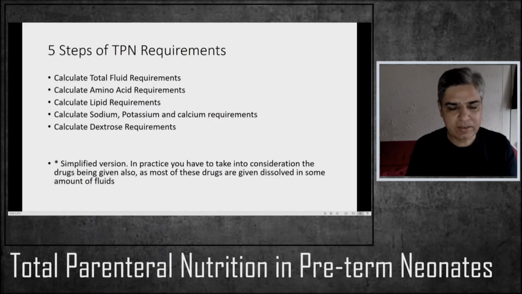But let's say if we take those things away, then it's very simple: total fluid requirement, and then with that you calculate the amount required for amino acids, lipids, and dextrose. These are your macronutrients. And for the micronutrients, they are the electrolytes, which are sodium, potassium, and calcium, and minerals as well. Minerals are also added to the TPN. So let's start with calculating the total fluid requirement.